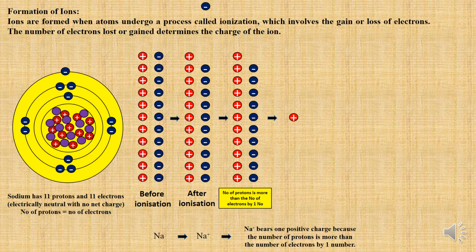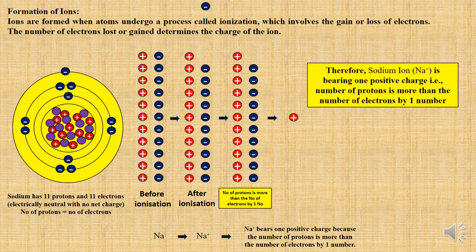So the sodium ion bears 1 positive charge because the number of protons is more than the number of electrons by 1 in the nucleus. When you are doing the counting, you have to count the number of protons in the nucleus and the number of electrons in the respective shells of the sodium in the neutral form or in the ionic form. Therefore, the sodium ion is bearing 1 positive charge. That is, the number of protons in the nucleus is more than the number of electrons in the shells by 1.